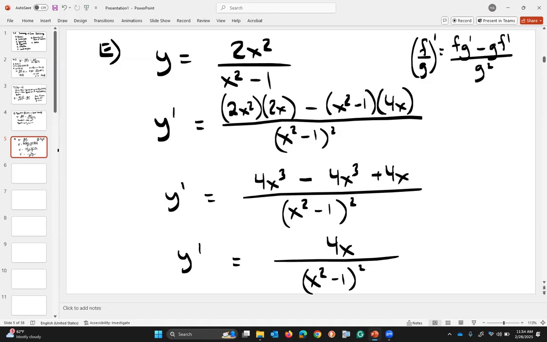Starting over. Give me a sec. If we x squared minus 1, and then with the x squared minus. It's a quick fix.